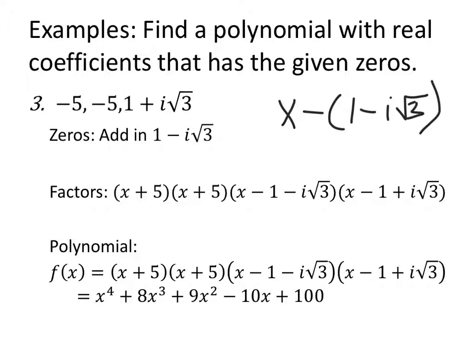I will distribute this negative to get my last term. Similarly for the 1 plus i square root of 3. Polynomial, I'll put an f of x in front of it. And yeah, there's absolutely no way I would do that by hand. I used a TI-89 to get my overall polynomial. There are many different ways you could do this if you use some online tools. Or leave it in factored form. Factored form's nice also.